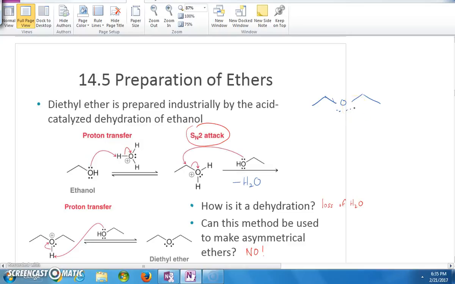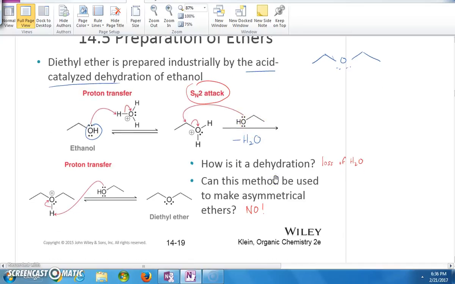And it can be prepared by the acid catalyzed dehydration of ethanol. So if you have two alcohols, even though this is a bad leaving group, it can be protonated, and you have the formation of a good leaving group, and then the subsequent attack of the second molecule of ethanol in an SN2 fashion. Upon the proton transfer, that leads to the formation of diethyl ether. Now, how is it a dehydration?